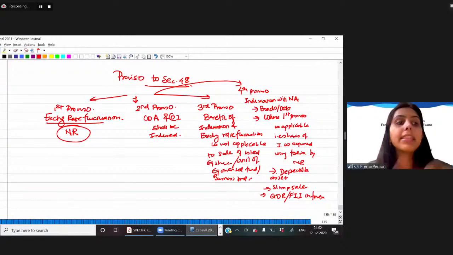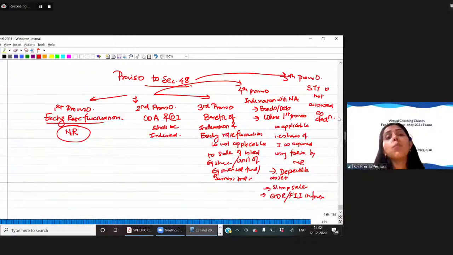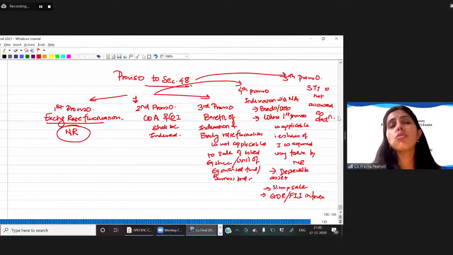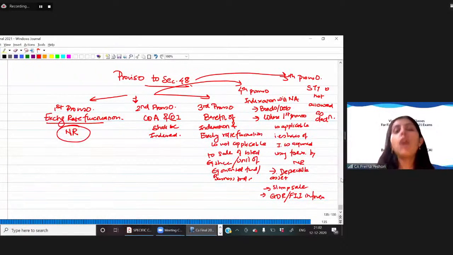Then fifth proviso talks about STT not being allowed as deduction. Remember that day we were dealing with a sum on sale of stock in trade, conversion of stock in trade to capital asset. There we had taken the deduction of STT while computing PGBP, but we had not taken it while computing capital gain, because fifth proviso says that STT shall not be allowed as deduction. Is it clear?